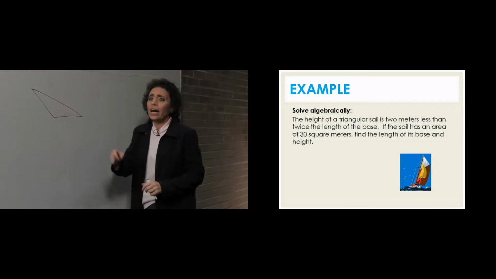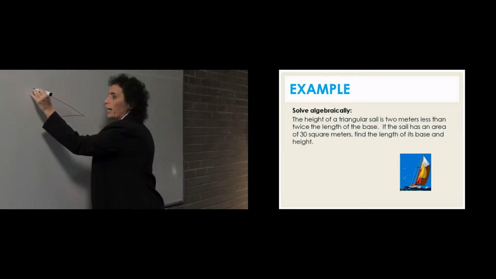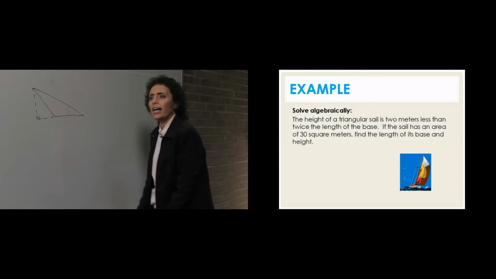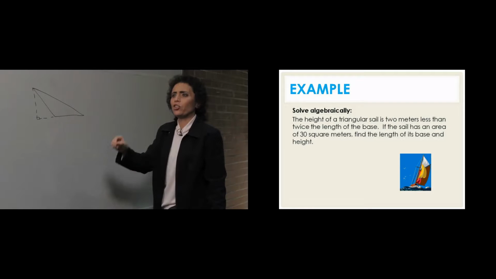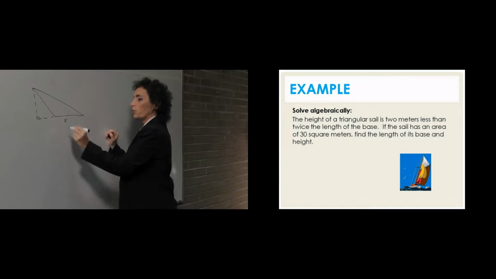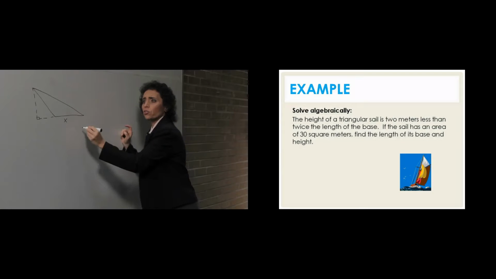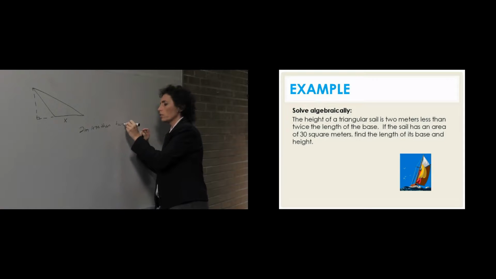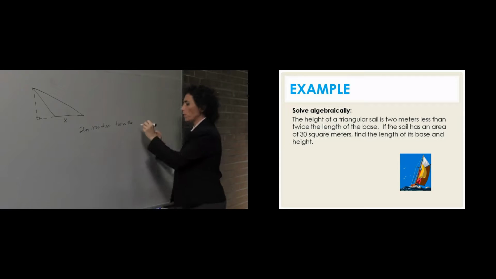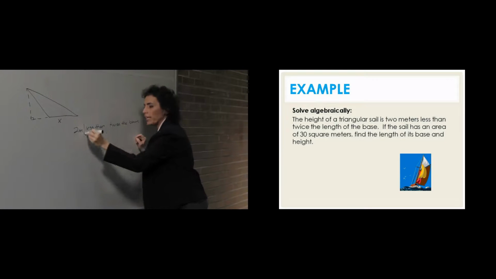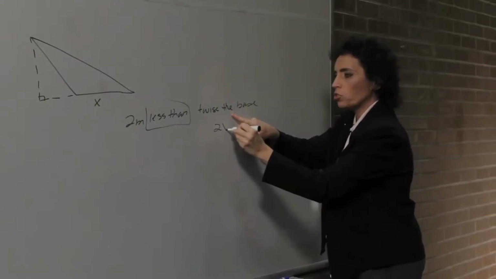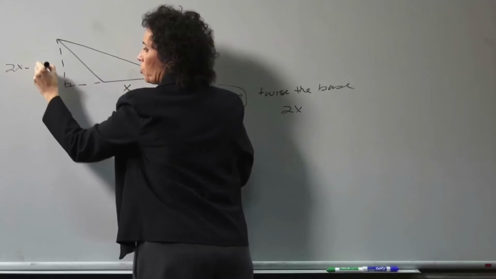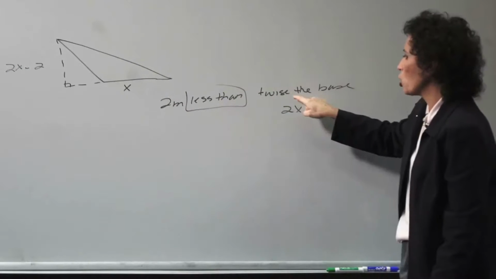All right, here we go. The height of a triangular sail. So we're talking about the height. In this obtuse triangle, the height is this way. It says the height of a triangular sail is 2 meters less than twice the length of the base. So there's the base, and the height is 2 meters less than twice the length of the base. Remember, less than switches the order, so we get twice the base, which is 2x, minus 2. So we know the height is 2x minus 2. Just remember to switch the order. Whatever comes after the words less than goes first.